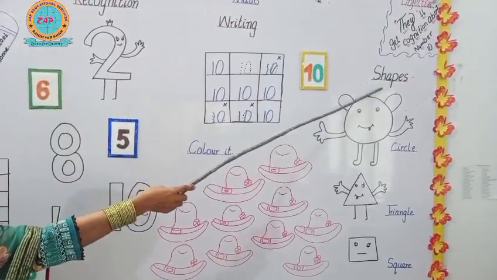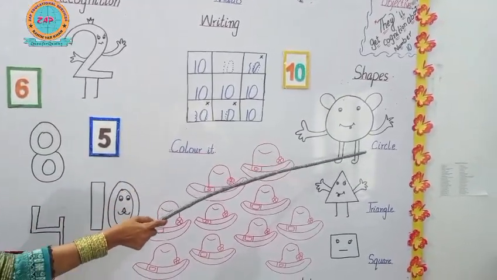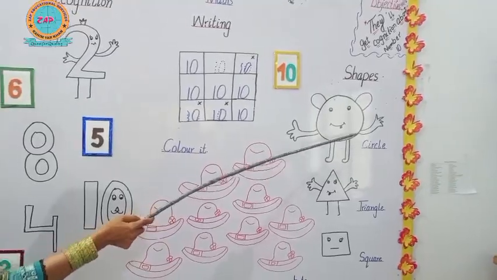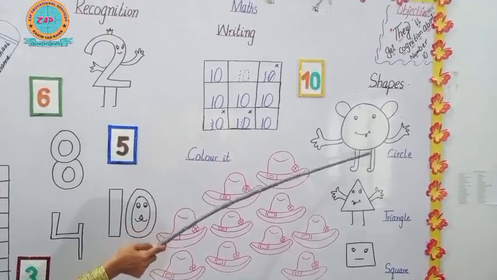S-H-A-P-E-S. Shapes. Circle. C-I-R-C-L-E. Circle. Which shape is this? Circle.